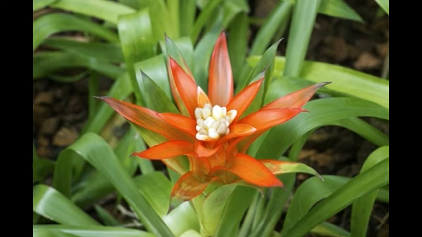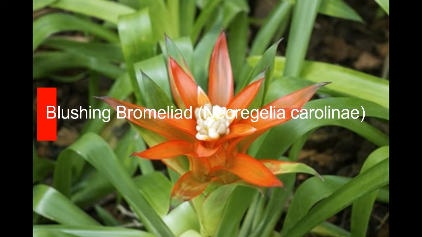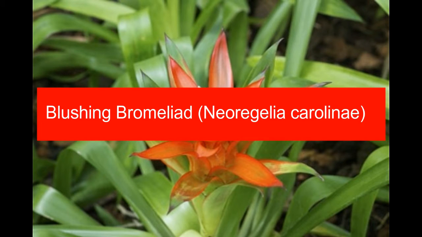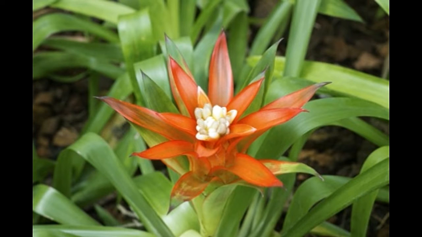Blushing bromeliad, Neoregelia carolinae. This is a striking bromeliad with a long life. These plants can flower at any point of time in the year. When they are about to flower, the central part of the rosette of the leaves turns bright red or purple in color, giving the impression that the plant is blushing. These plants require bright and direct sunlight with high temperatures to encourage flowering.